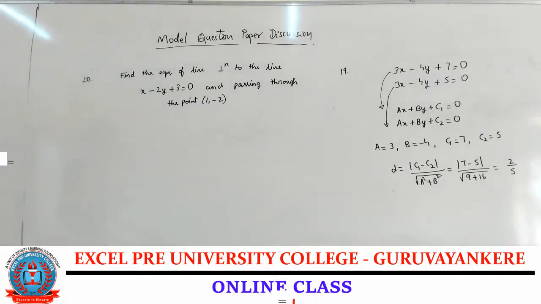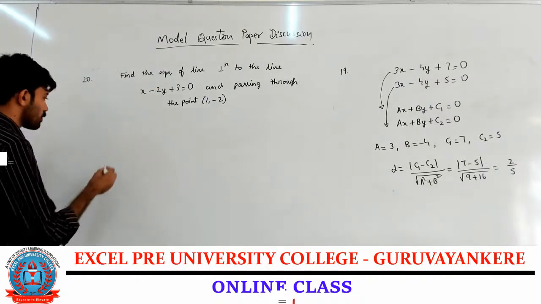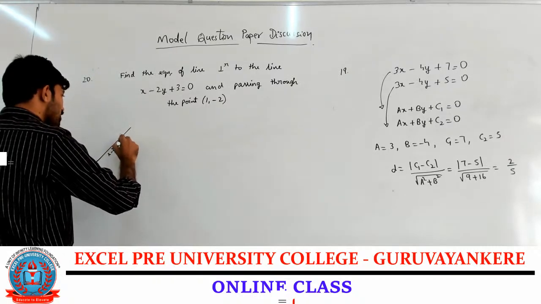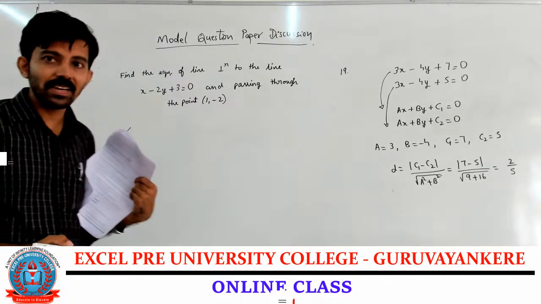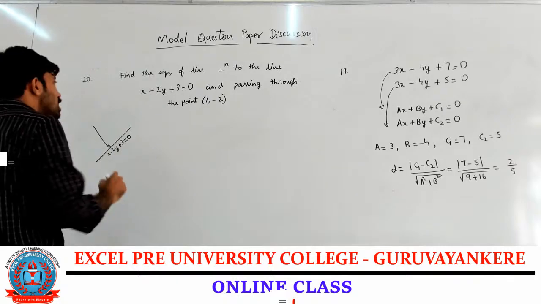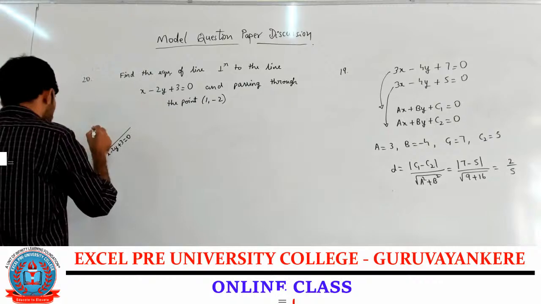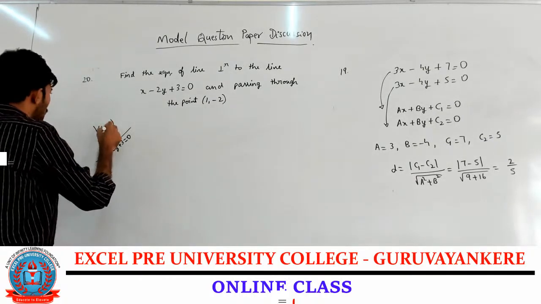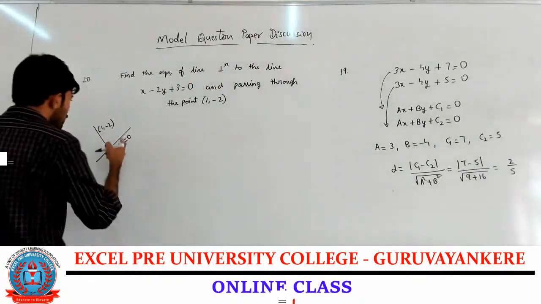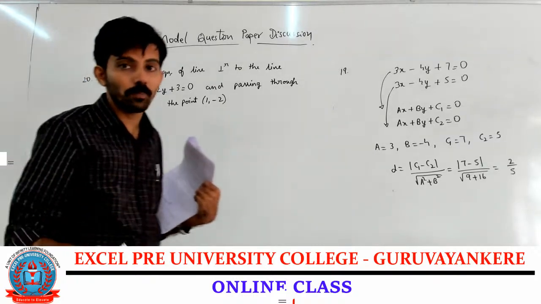Can you do this? Find the line perpendicular to this and passing through the point 1 comma minus 2. Given line is x minus 2y plus 3 equal to 0. First you find the slope of this, then find the slope of the perpendicular, then the equation of the perpendicular.